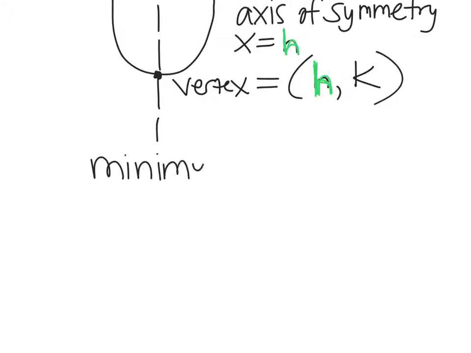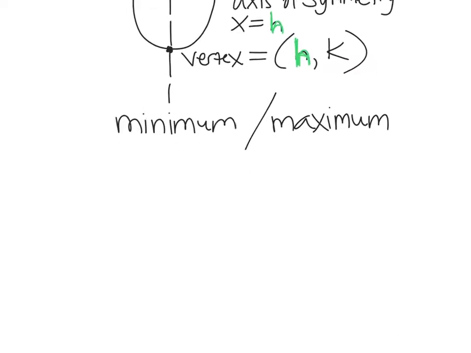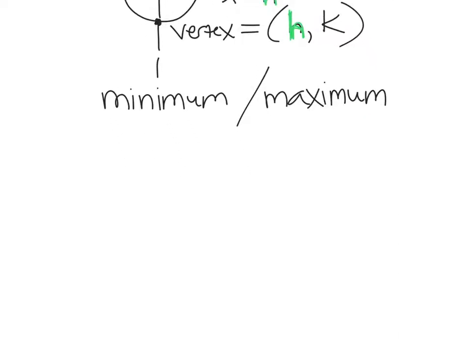Minimum and maximum. Now, a parabola can either have a minimum or it can have a maximum. It cannot have both, okay? And the minimum or maximum is always going to be the vertex. And so if your graph opens up, and a is positive, then this right here is called the minimum of the graph. That is the minimum.